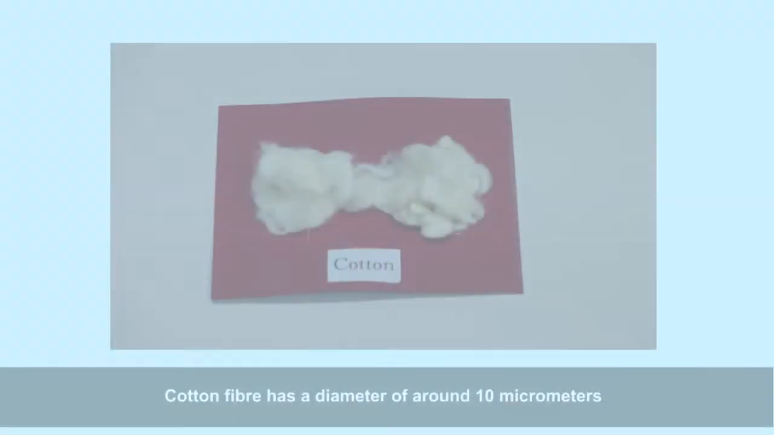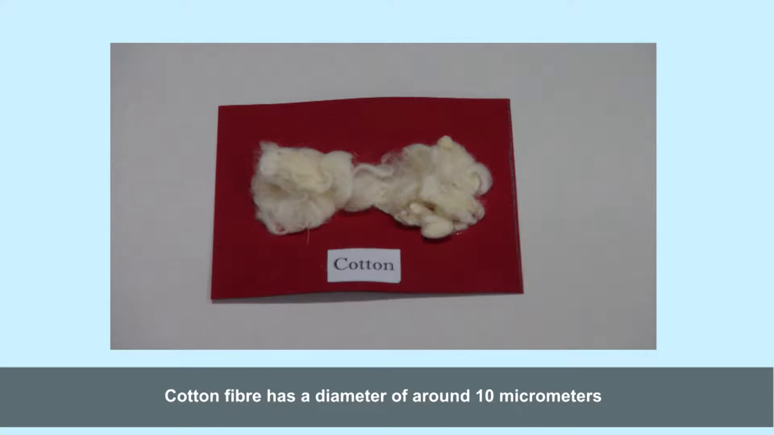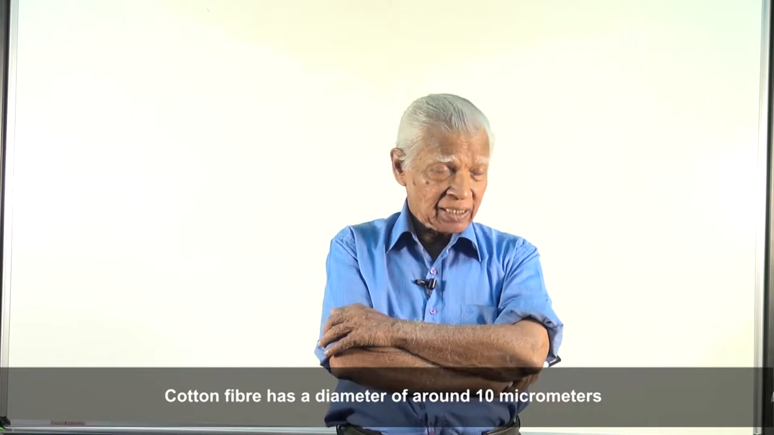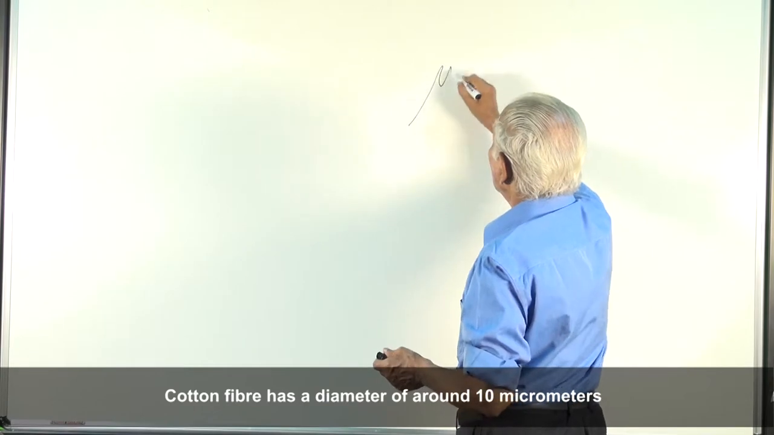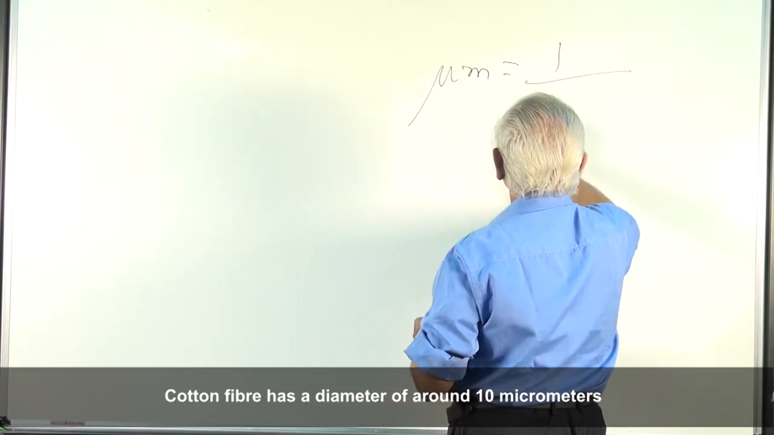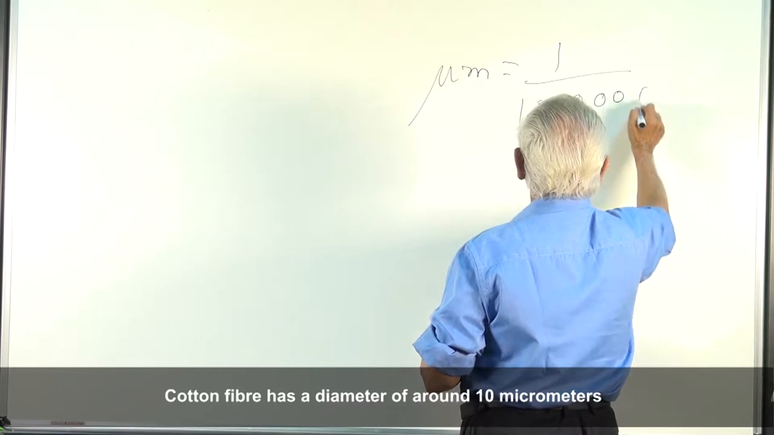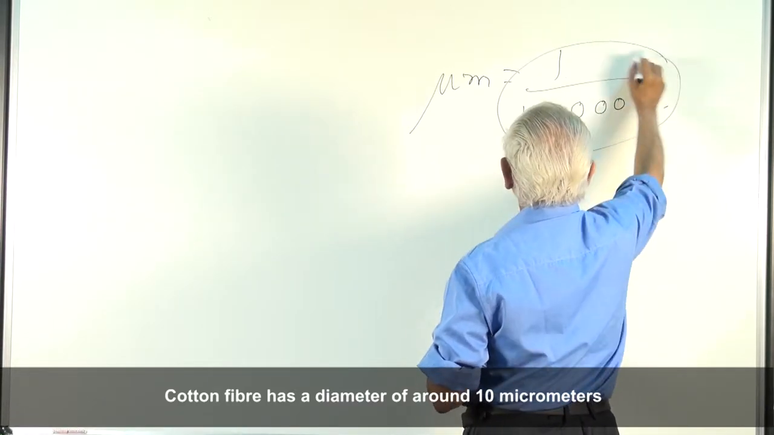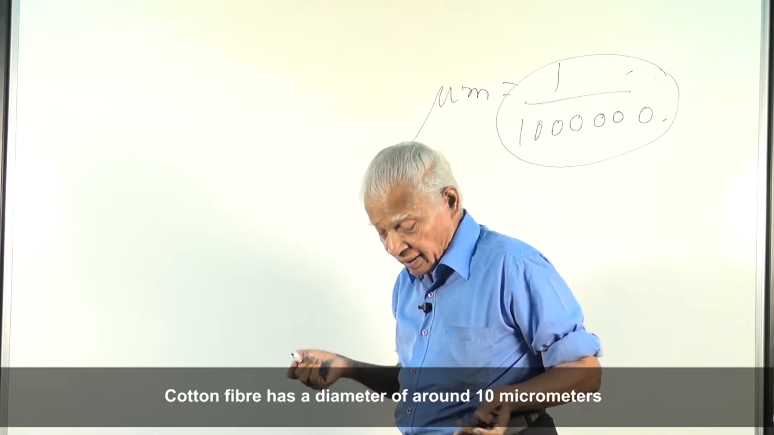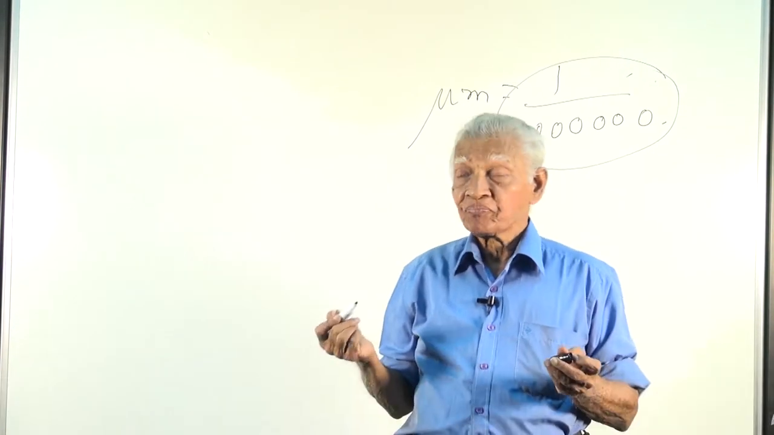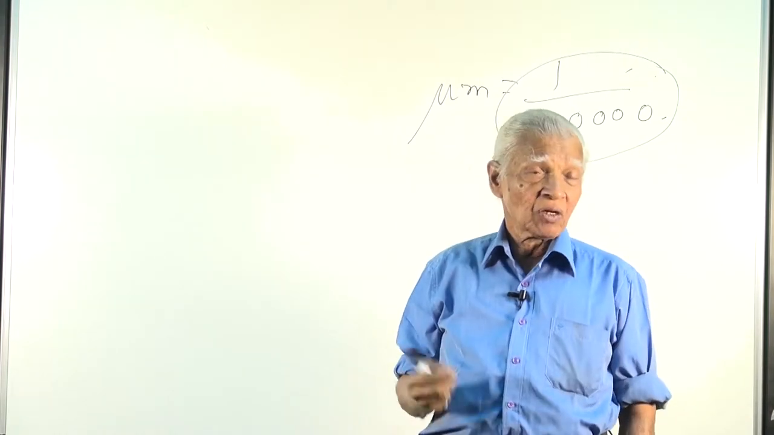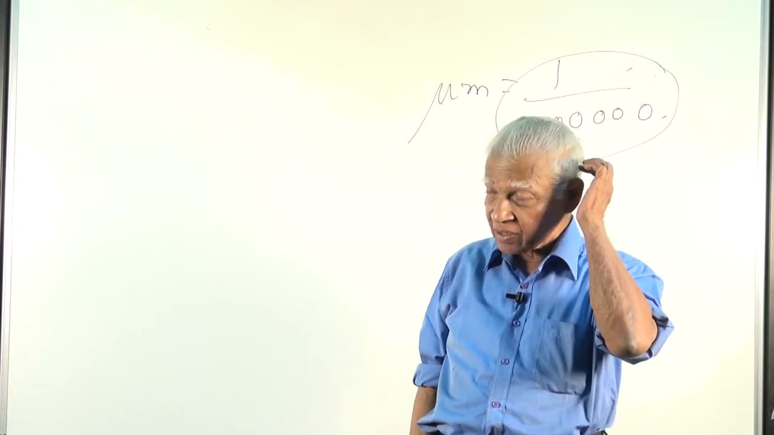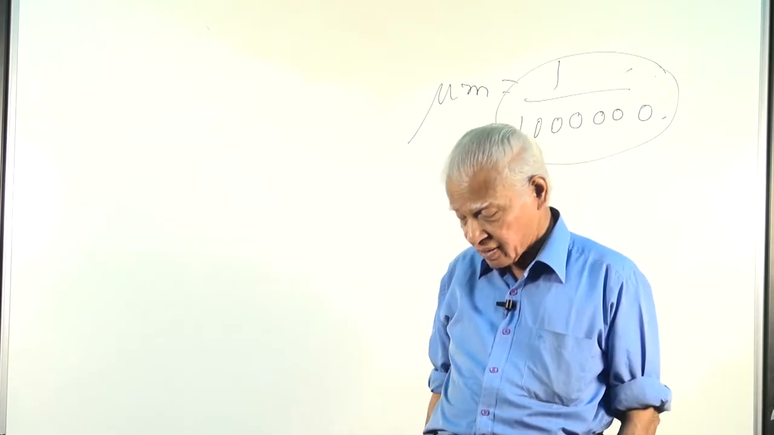The cotton fiber has a diameter of around 10 micrometers or so. One micrometer is 1 divided by 1 followed by 6 zeros of a meter. So, this is called a micrometer. Generally, fibers are classified according to their fineness. Finer fibers have lower diameter and coarser fibers have larger diameters.